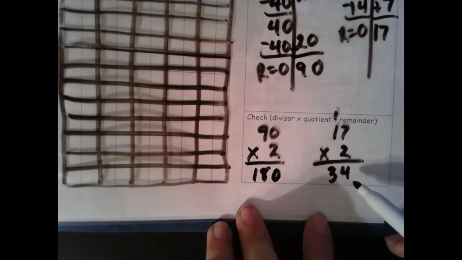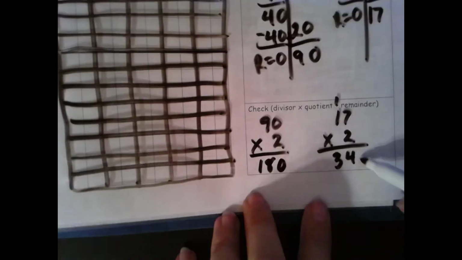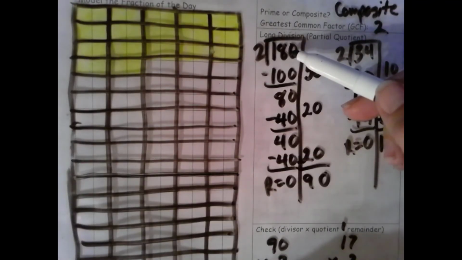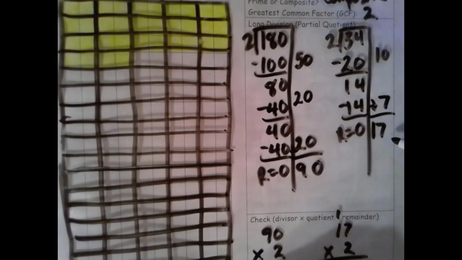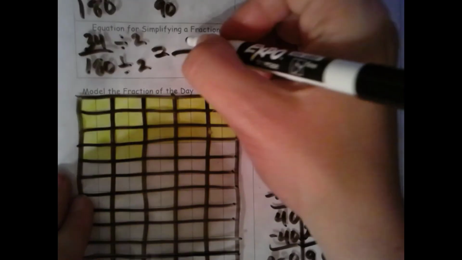Now I need to see 34. Does that match our dividend up here? Yes. 180. Does that match our dividend up here? Yes. So our numerator is definitely 17. Our denominator is definitely 90.